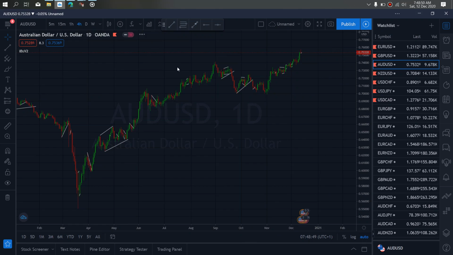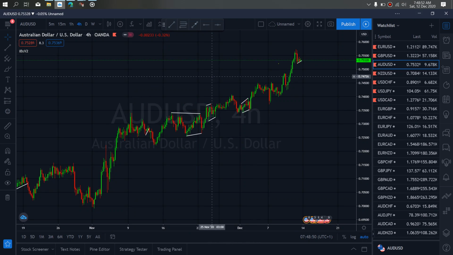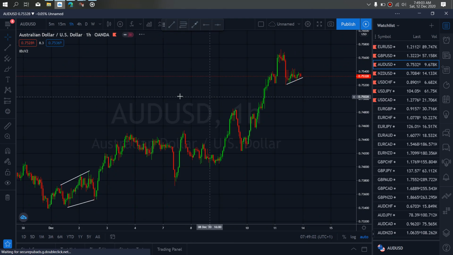Sell setup, and as present on the 4-hour time frame, they are giving a 4-hour accumulation here, which could mean the drop is about to start. So I want to watch out for sell opportunity on Aussie dollar for this week. For example, 1-hour time frame.